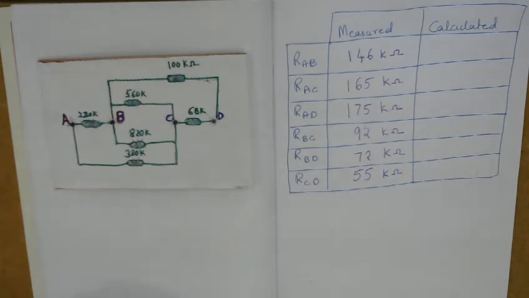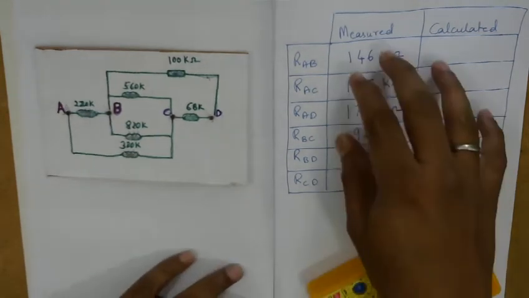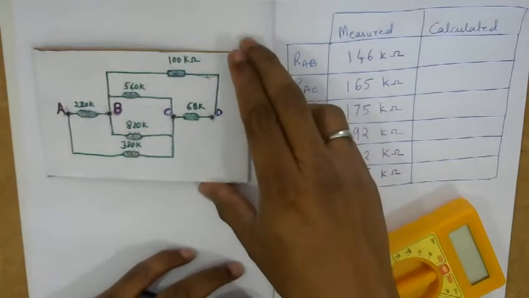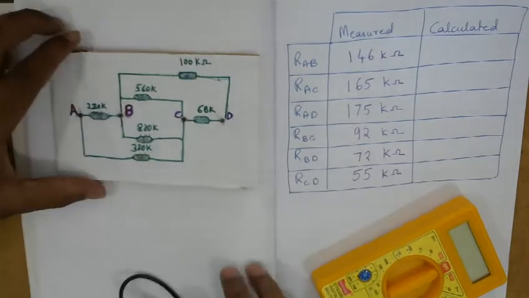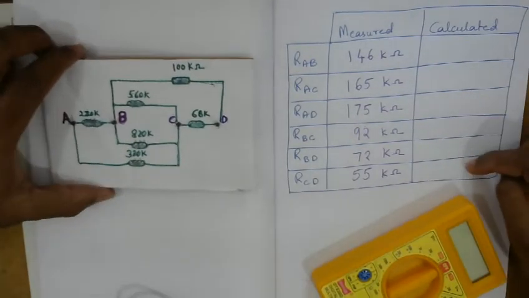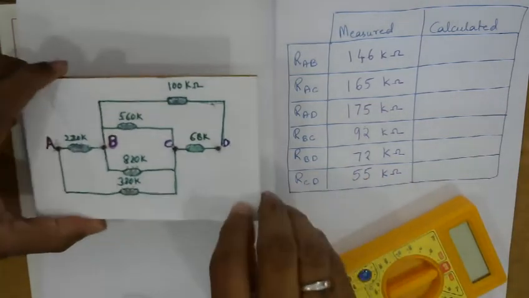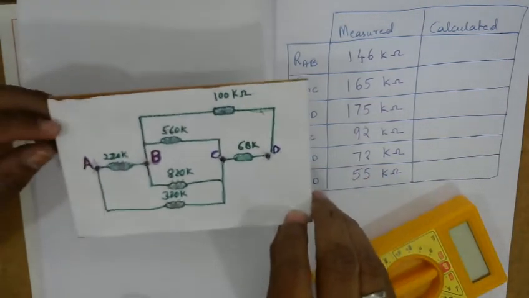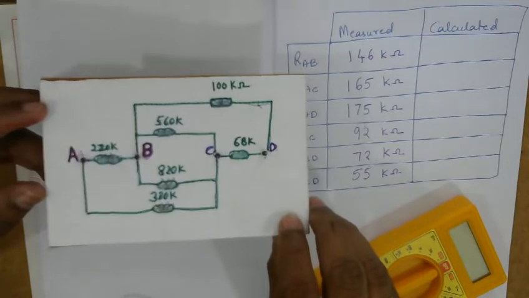Hello everyone. So in the last video we measured these resistances for this particular small resistive network, and now in this video we'll try to start calculating these values and we'll try to match these values. So just a brief recap, this is a small resistive circuit with 6 resistances.